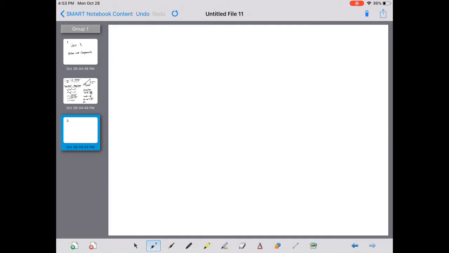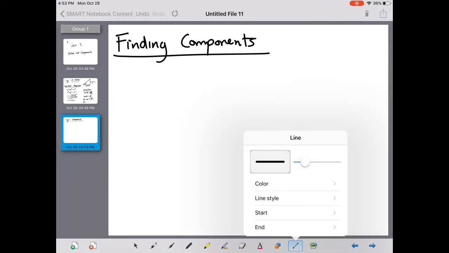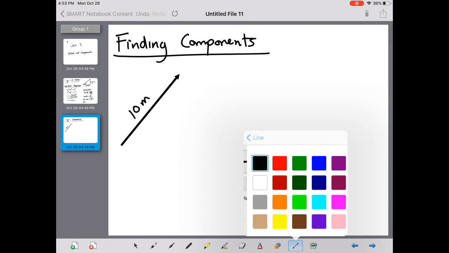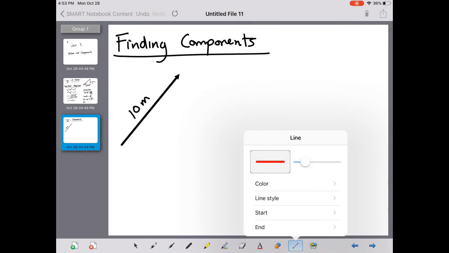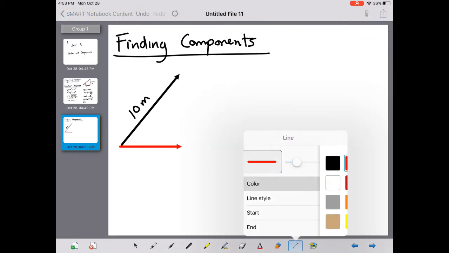Moving on, let's talk about finding components. All right. So this is like if I gave you the resultant and the angle, and I asked you to find the components that make that up. So let's say that I said, here's my resultant, and this thing is going to be equal to 10 meters. And I want to know, what is the x component of this? And what is the y component of this?